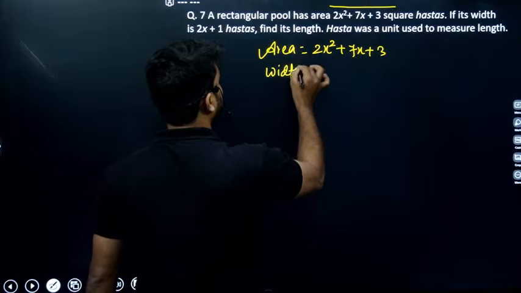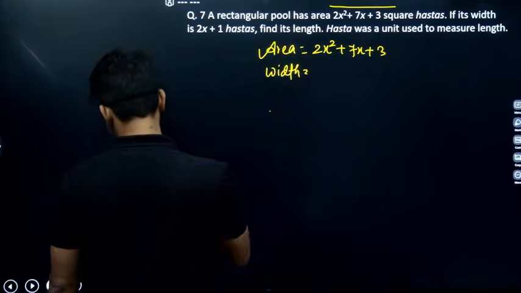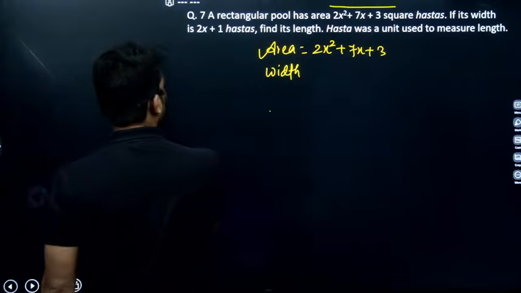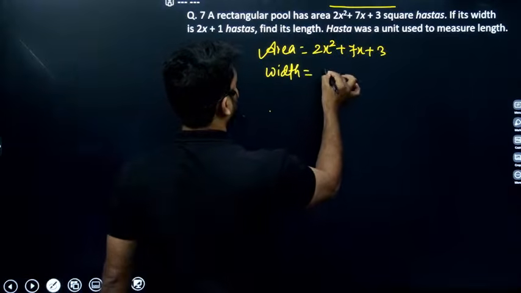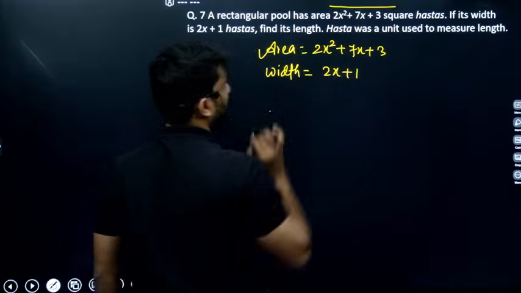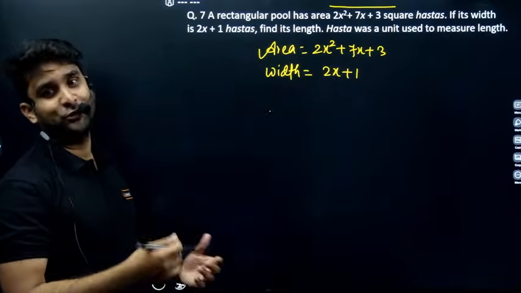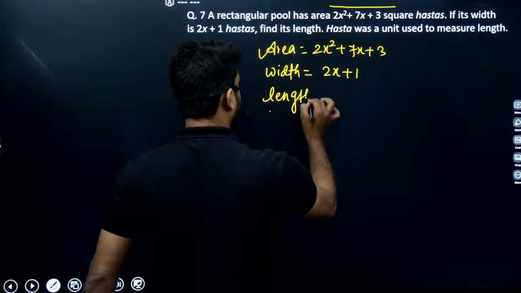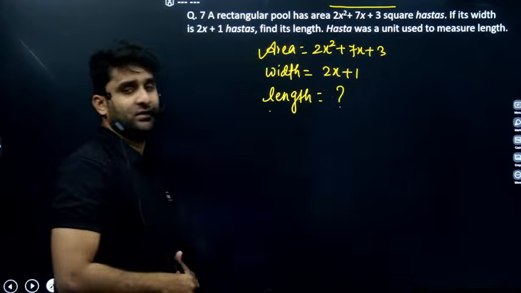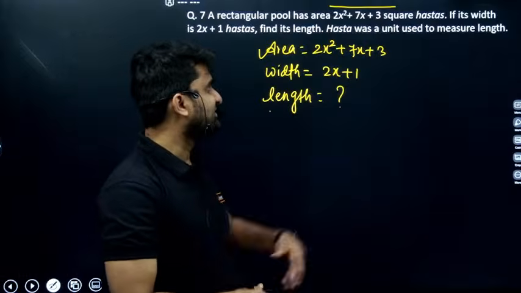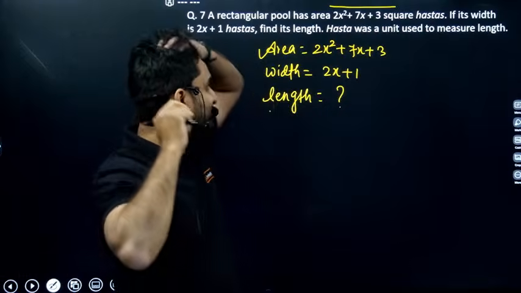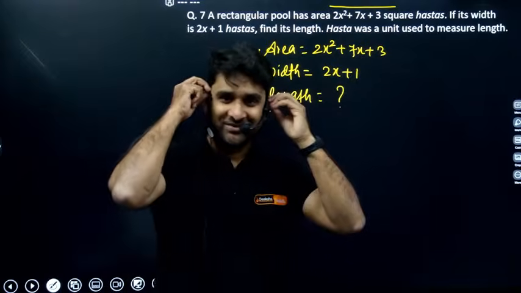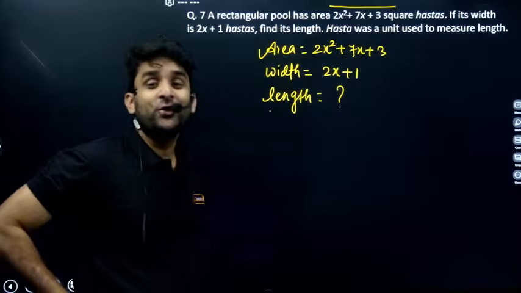So if the width of this rectangular pool is, how much is the width, guys? Come on here, tell me. How much is the width? Width is equal to 2x plus 1. Perfect. Again, width is also a polynomial. What would be the length? Okay, so we have to calculate the length here. Hasta means a unit, the traditional unit. Hasta was a unit used to measure length. No problem. Okay, so how to calculate?